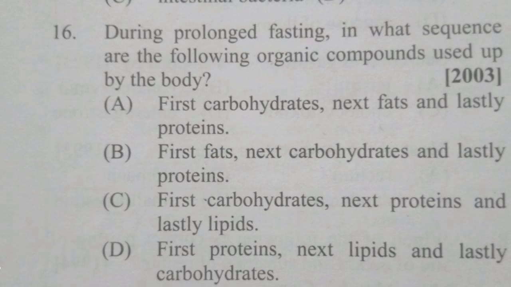Our next question is, during prolonged fasting, in what sequence are the following organic compounds used up by the body? As we know, first one is carbohydrates that our food is digested, next are fats that are accumulated, and lastly the proteins. So correct answer is A.